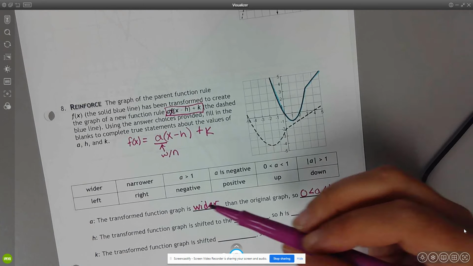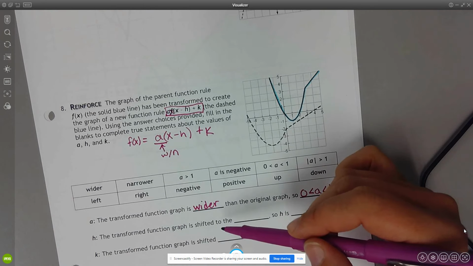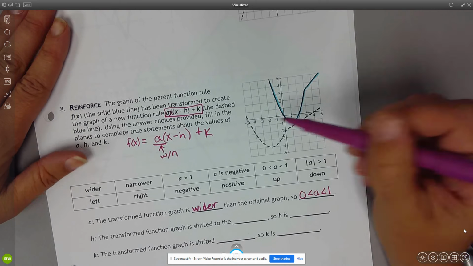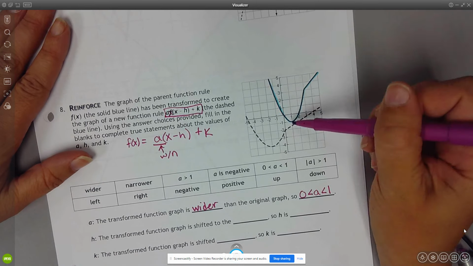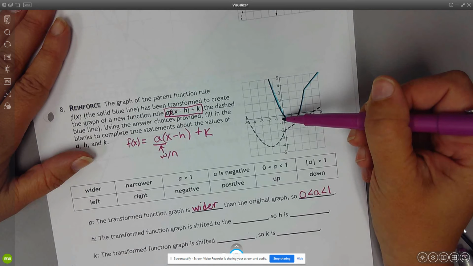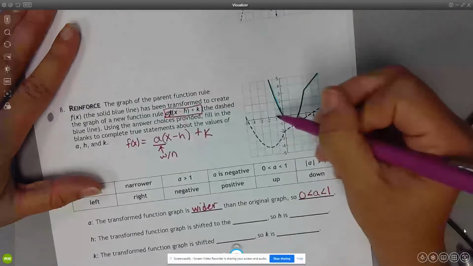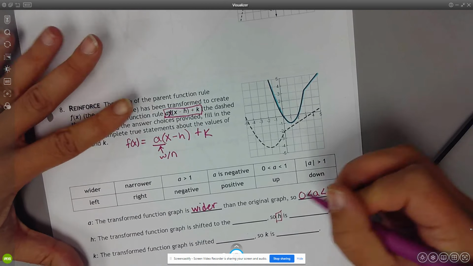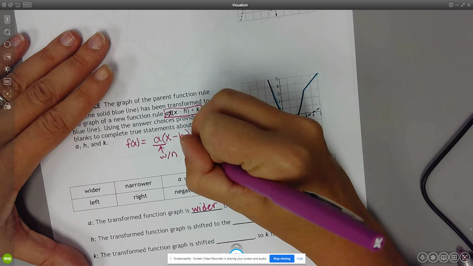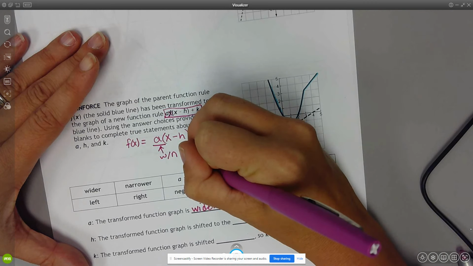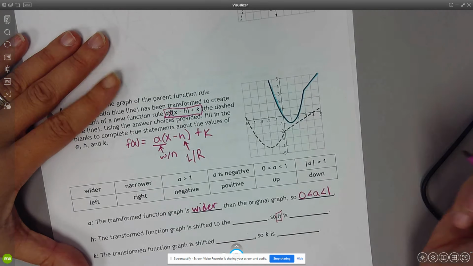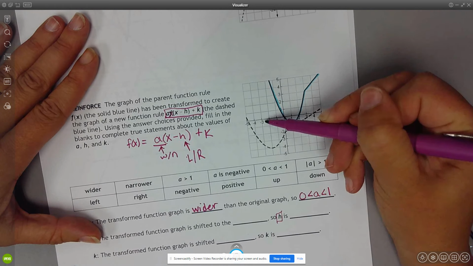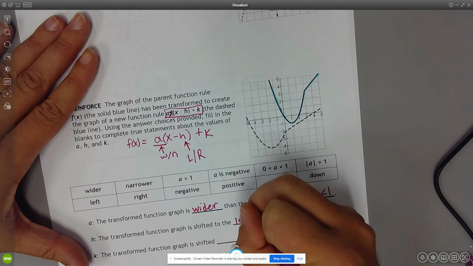The next question is the transformed function is shifted to the blank. Well, so we're going to look. Where is it shifted to? If you're wondering which term it refers to, it refers to the h. With the h, I know that I am talking about going left or right. Okay. So when I look at this, I see it is shifted to the left.